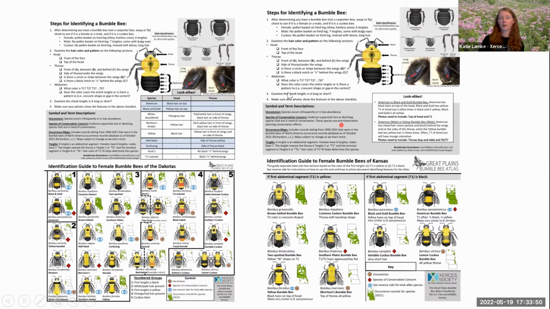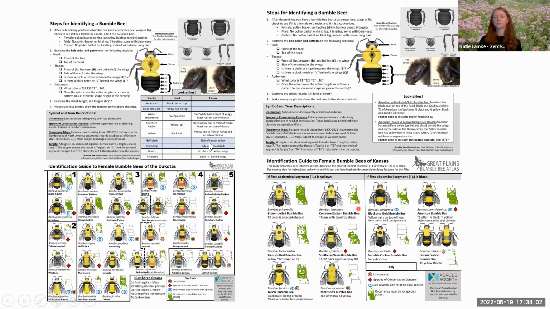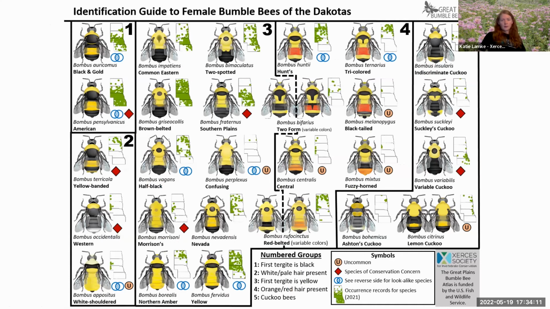There are the checklist of things that need to be photographed. There's an example of cheek length, the labeling of the parts. We've got a range map, the common name, a little characteristic about the bee. So it's not an in-depth guide, but it will certainly be a helpful sheet in the field. So here's for the Dakotas, and this is broken up into 5 different sections. The sections are numbered down here.